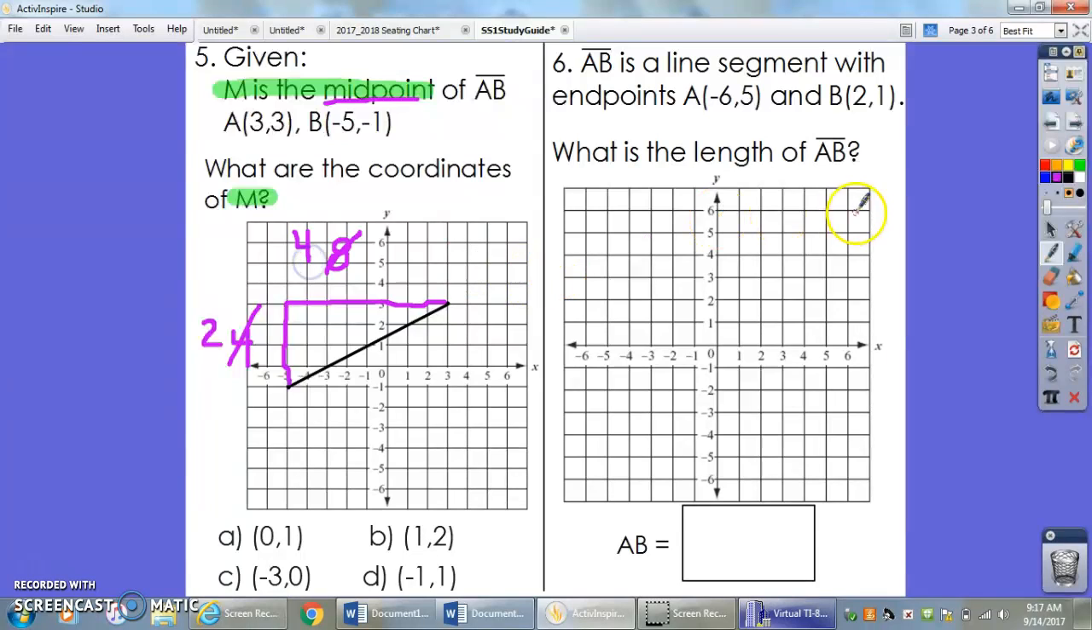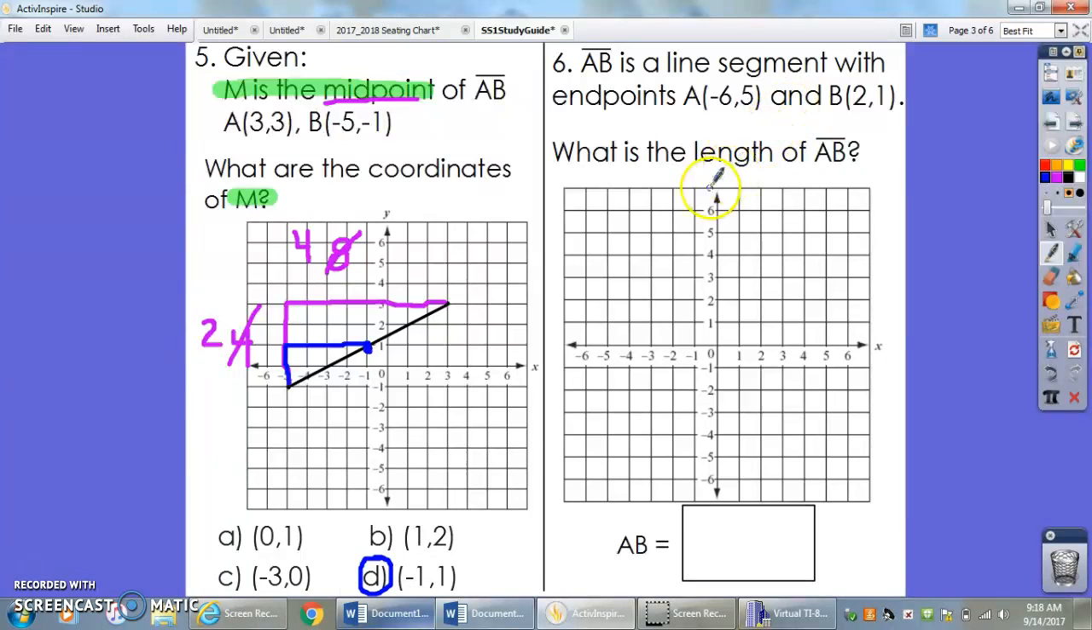Okay, so now I'm going to recount halfway. So I'm going to count up 2, 1, 2, and then over to the right 4. 1, 2, 3, 4. And there's my midpoint. So the coordinates of that point are -1, 1. So my answer is D.